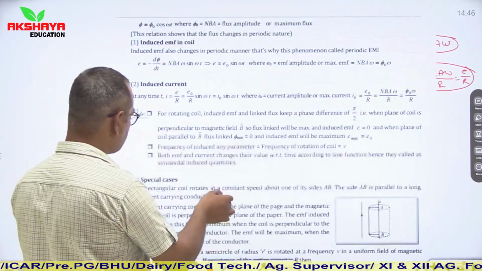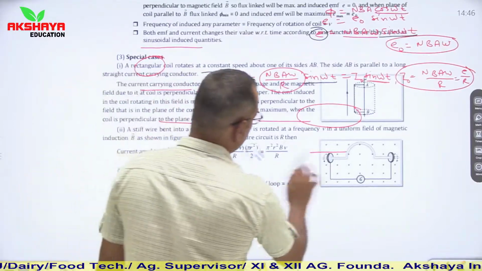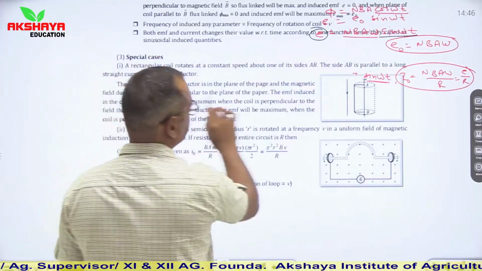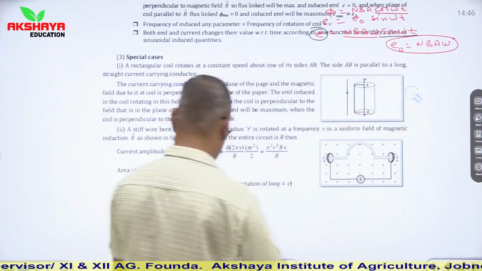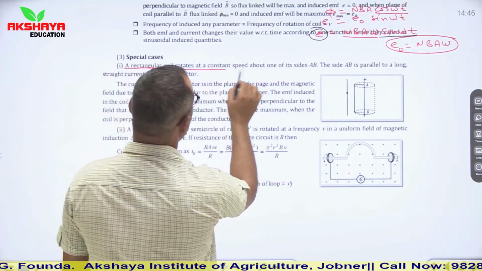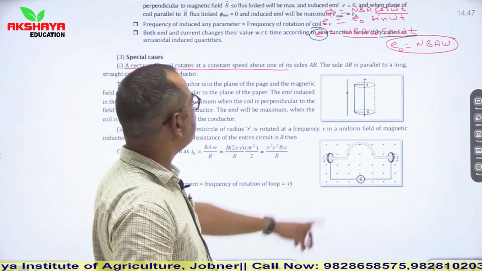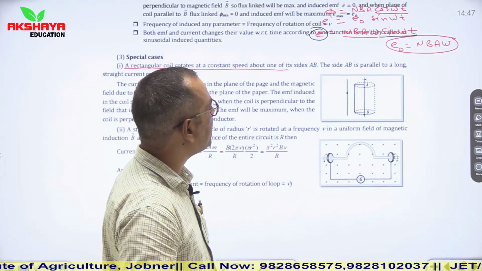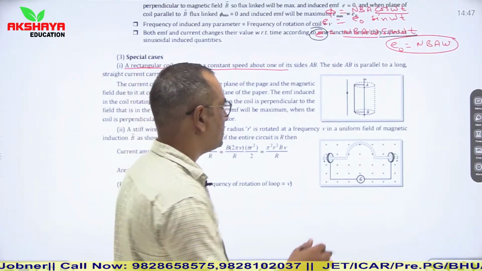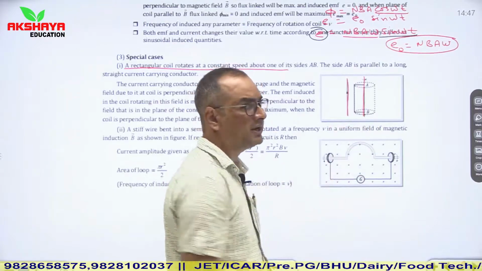Now let us talk about some special cases. So what are these special cases? Let us discuss them one by one. A rectangular coil rotates at a constant speed about one of its sides AB. The side AB is parallel to a long straight current carrying conductor. So let us say this side AB is parallel to this long and straight current carrying conductor.